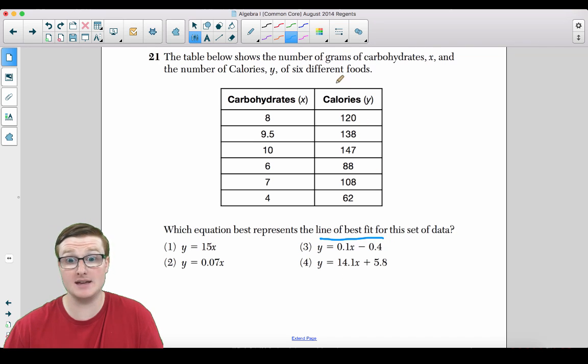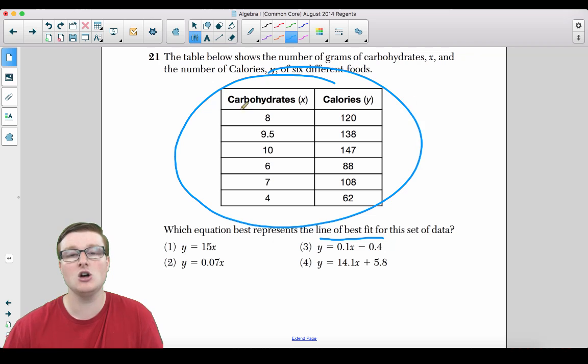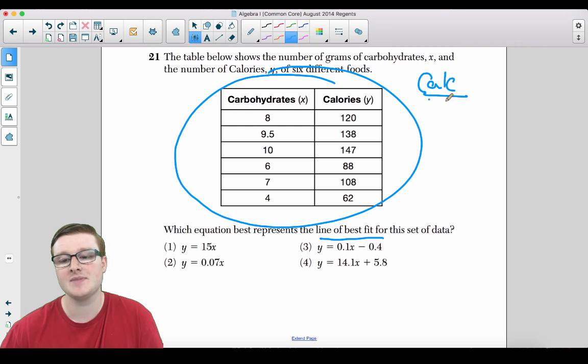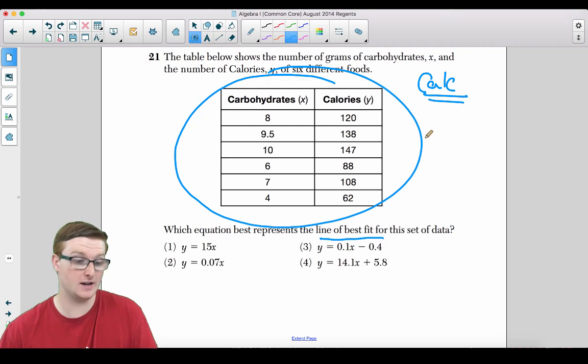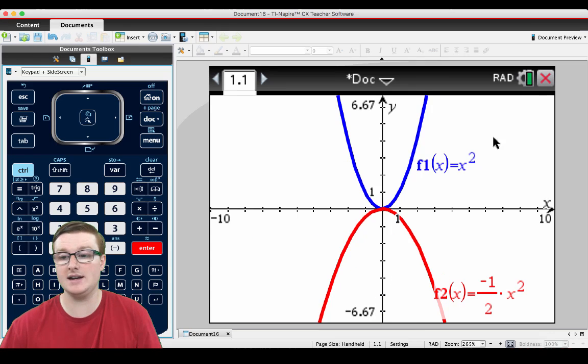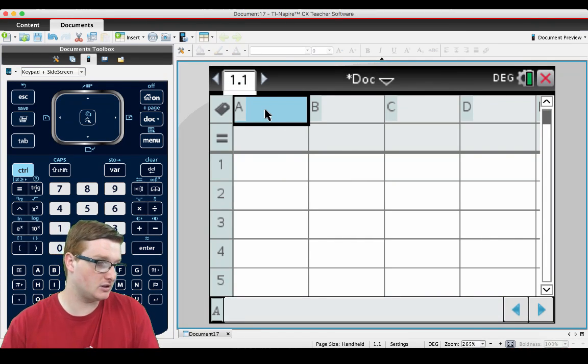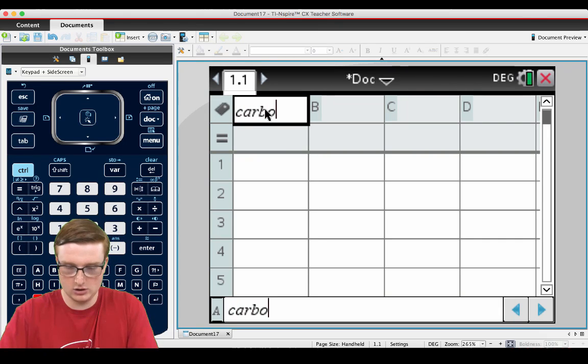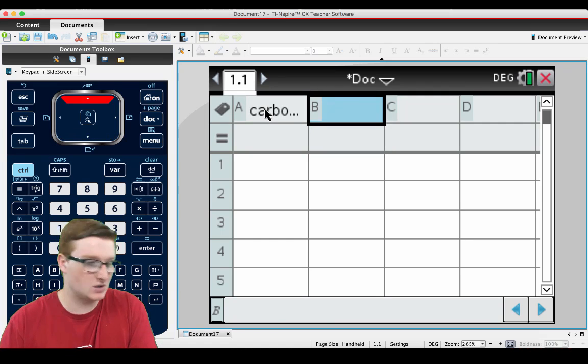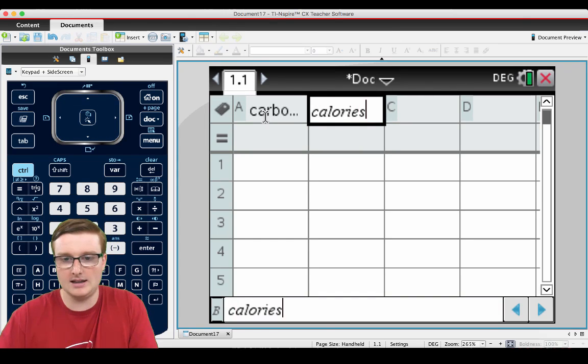So what your job is, you're going to type all this into your calculator. And then you're going to get your line of best fit. So I'm going to do that right now. I'm going to open up a lists and spreadsheets page, and I'm going to call this carbohydrates. It doesn't matter what you write. You could just write X and Y if you really want to, but I like to see what I'm writing here.